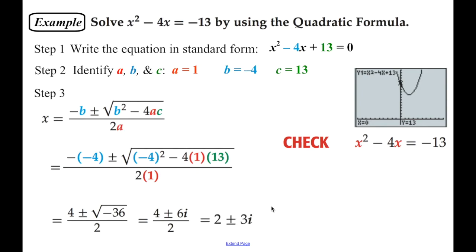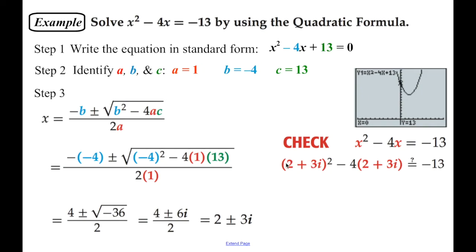Now, if we wanted to check this solution, we can take that and put it right back into our original equation, the x squared minus 4x is equal to negative 13 up here before we put it in standard form. And then just replace the x, anywhere there's an x, with 2 plus 3i or 2 minus 3i. So we're just going to check the 2 plus 3i.